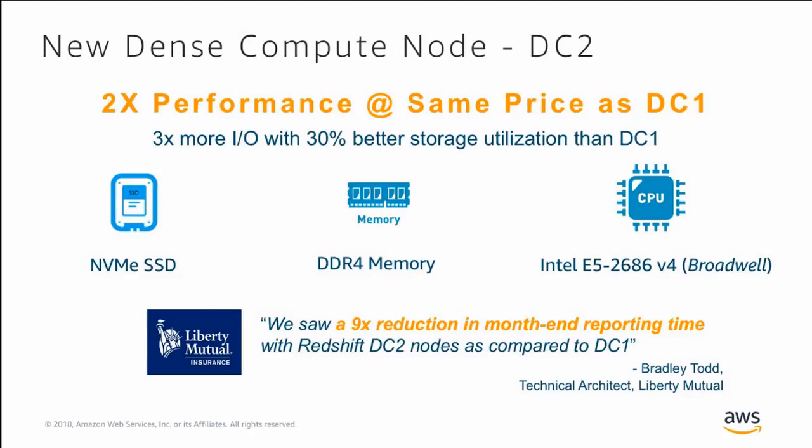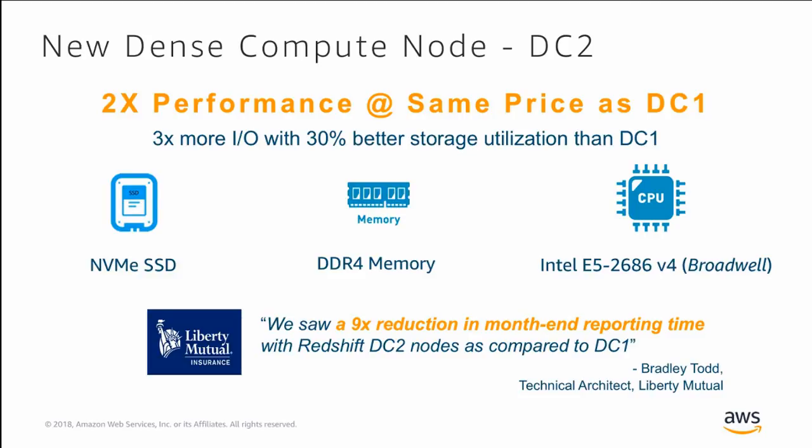One example of the performance increases we've recently released is the new DC2. With about the same price as the DC1, people are getting much greater performance. Here's one customer example, Liberty Mutual, where they had a 9 times reduction in the reporting time it took, comparing the DC2 to the DC1. They just simply upgraded to the DC2, and for the same price that they were paying, they saw 9 times the performance they were seeing on the previous version. And this is a very common thing. As we're improving the services, you're able to get more and more performant responses.